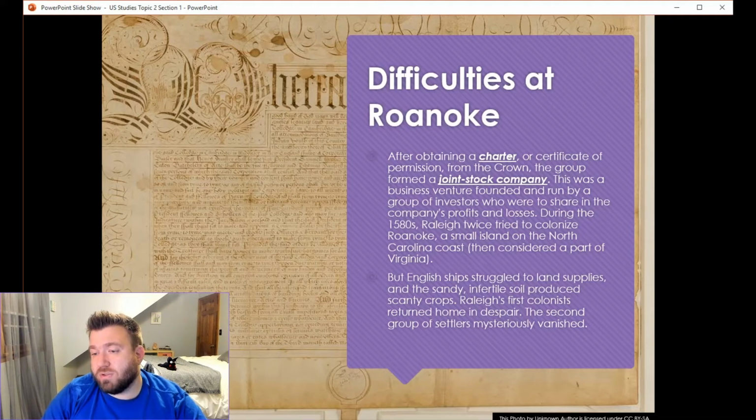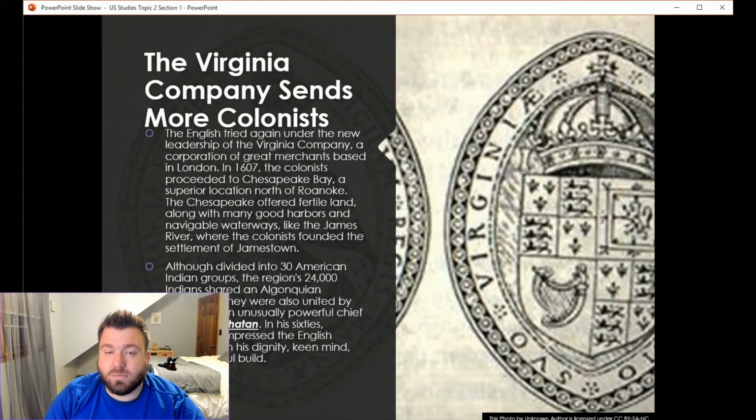But English ships struggled to land supplies, and the sandy and infertile soil produced scanty crops. Raleigh's first colonists returned home in despair. The second group of settlers mysteriously vanished. The English tried again under the new leadership of the Virginia Company, a corporation of great merchants based in London. In 1607, the colonists proceeded to Chesapeake Bay, a superior location north of Roanoke. The Chesapeake offered fertile land along with many good harbors and navigable waterways like the James River, where the colonists founded the settlement of Jamestown.